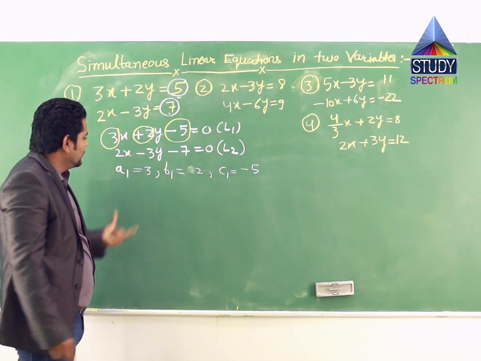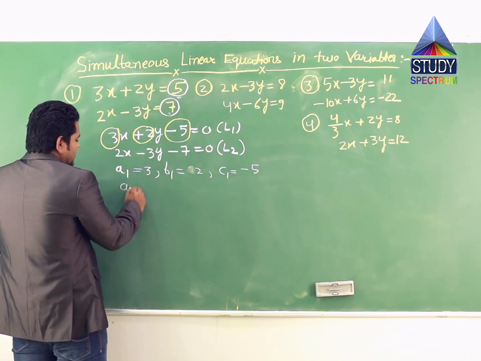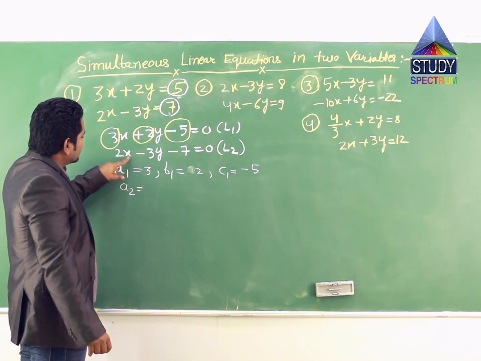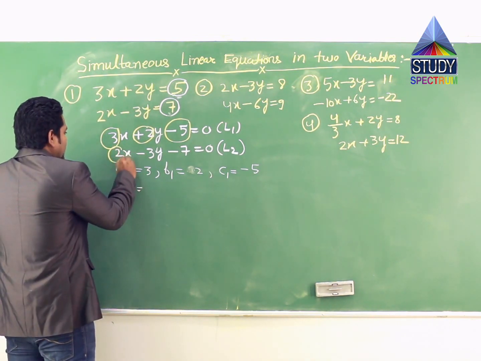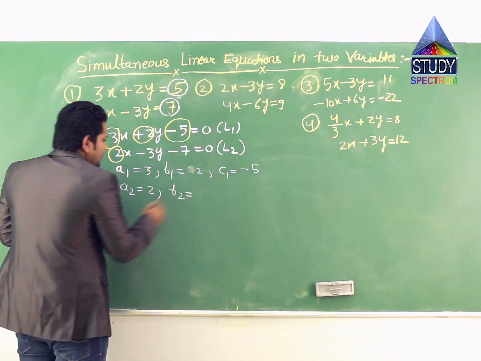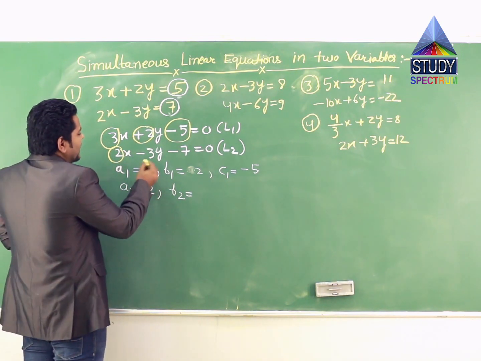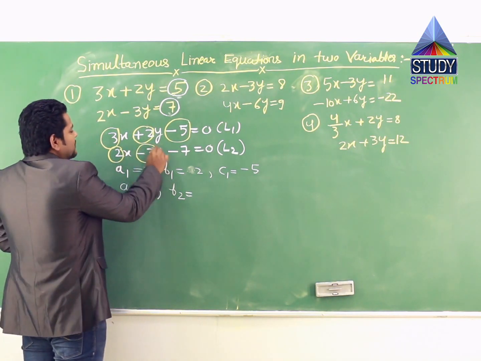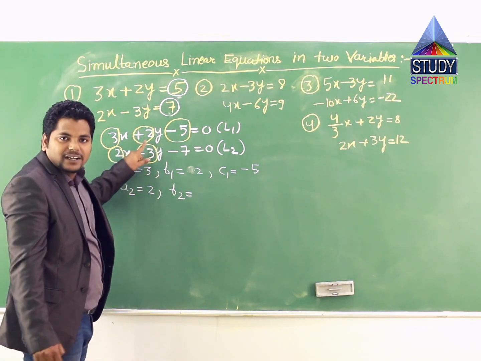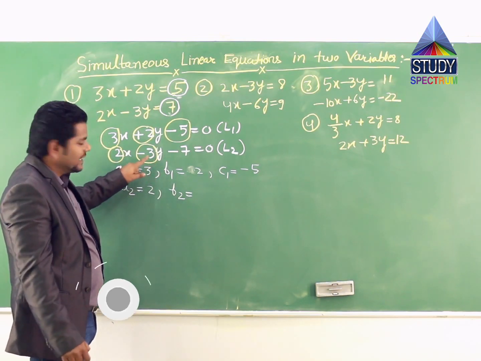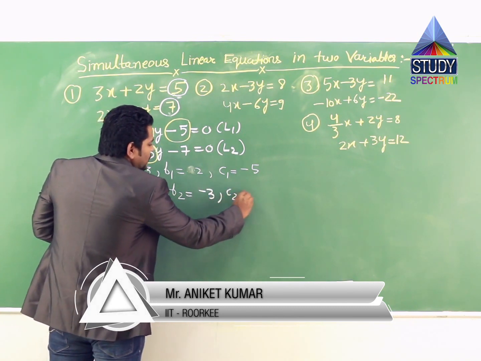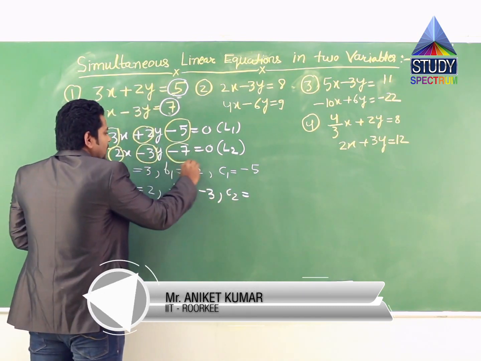Now come to line L2. Here A2, the coefficient of x, is 2. So A2 is 2. Now come to B2. Here B2, the coefficient of y, is -3 actually. Many students take only 3, but you have to take it with the sign. So the coefficient of y here is -3, and C2, which is the constant, is -7.